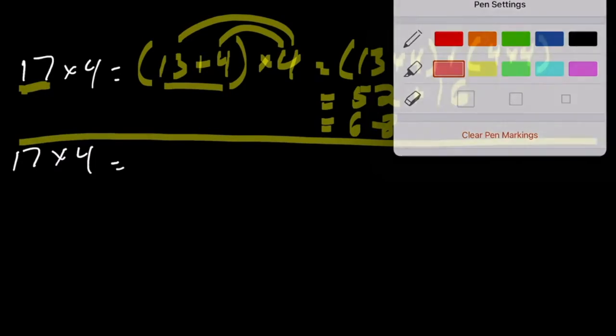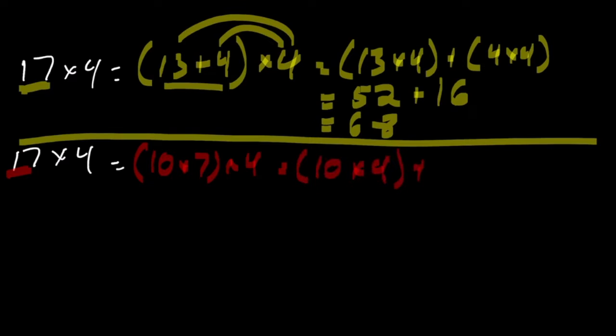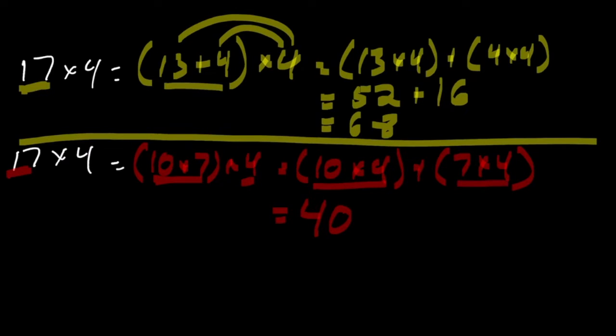Okay. Now I'm going to break 17 up in a different way. So I'm going to go 10 plus 7, times 4. I'm going to rewrite this as 10 times 4 plus 7 times 4, because I still need to multiply 4 by all of 17. So I have 10 times 4, which is 40, and I have 7 times 4, which is 28. Okay, and now I'm going to put these numbers back together. So I have 68. Okay, notice the same answer. It should be the same answer.